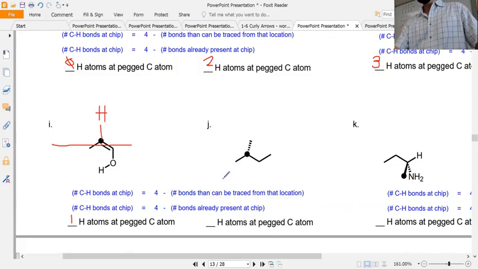How about this one, Shelby? 1. 1, correct. It doesn't matter that it's a hash bond. It matters that it's a bond. So carbon can only make 4 bonds. 1's used up, arrow. 2's used up, arrow. 3's used up. 1 is not accounted for.